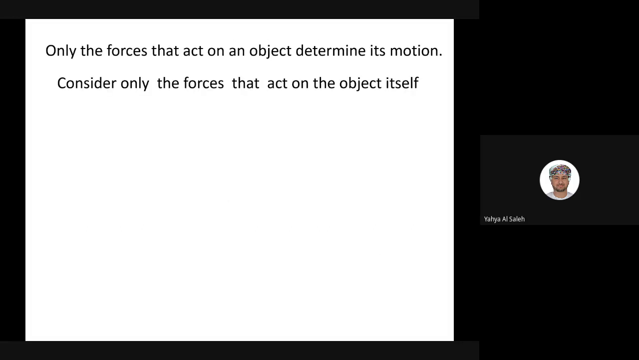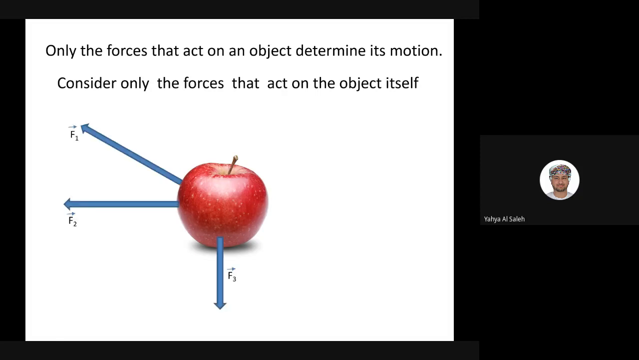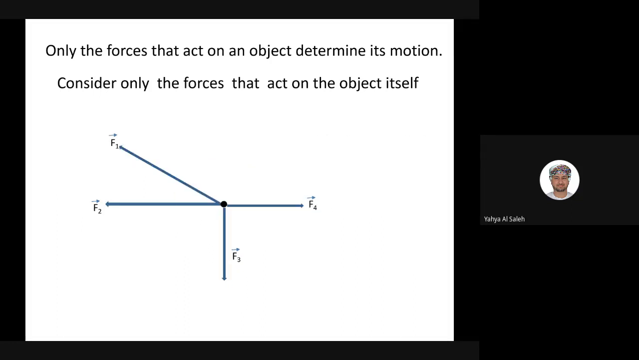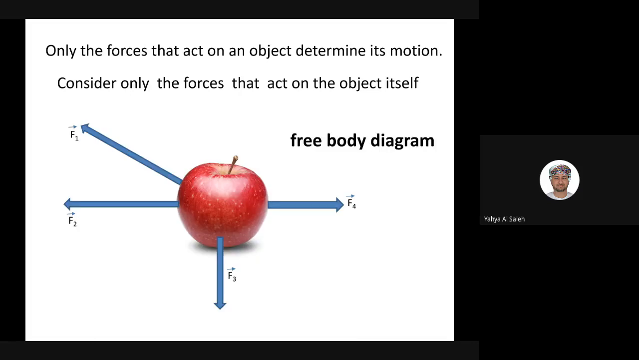This is very important. Only forces that act on an object determine its motion. And we look at only the forces that act on the object itself. So we have an apple, and we have these arrows. What is this type of diagram called? It's called a free body diagram, and we use it over and over again.